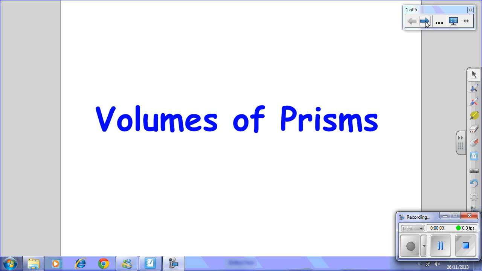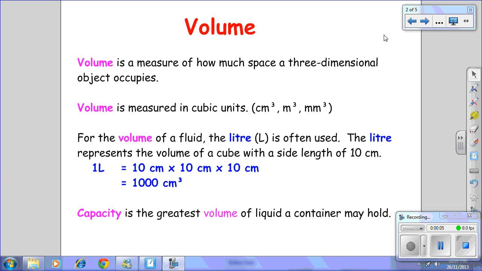Volumes of prisms. Volume is a measure of how much space a three-dimensional object occupies. It is measured in cubic units, for example, centimeters cubed, meters cubed, or millimeters cubed.